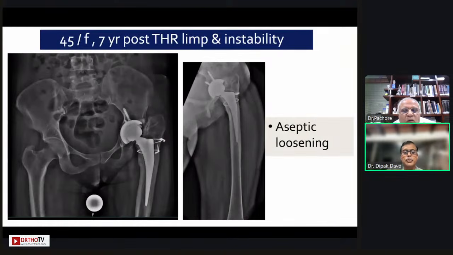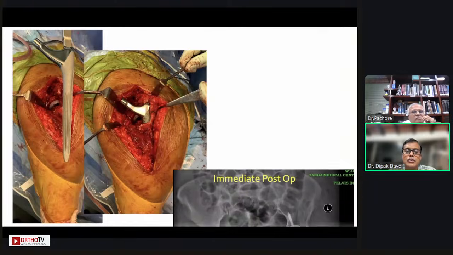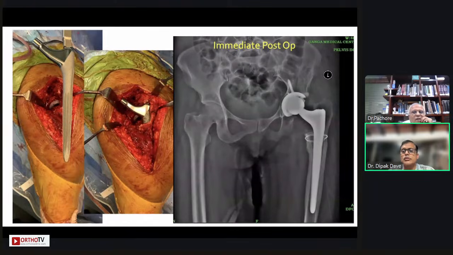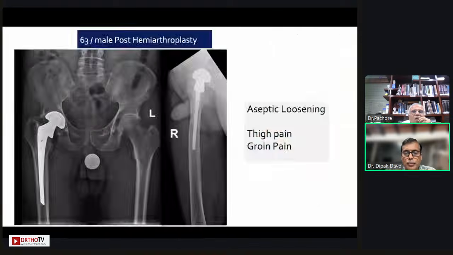So one more example here. Again type 1, aseptic loosening, type 1 bone loss. Distally a good isthmus is there. Proximally also metaphyseal bone stock is available, but there is a minimal bone loss. So I have used again a distal loading, the shortest distal loading titanium stem. So this is the stem I have used, 3 years post-op X-ray.